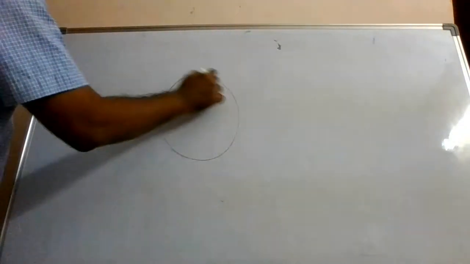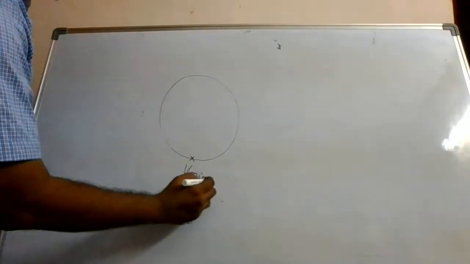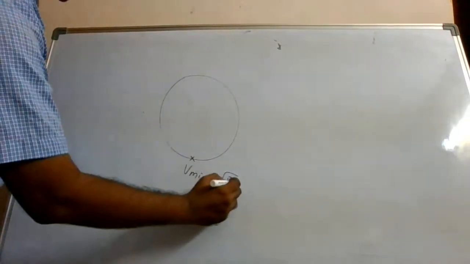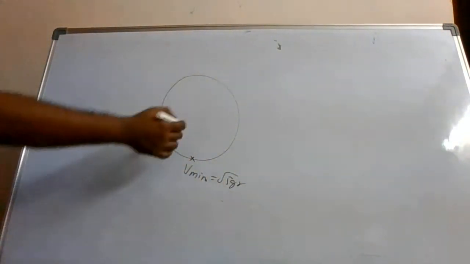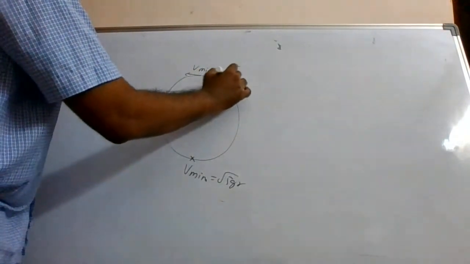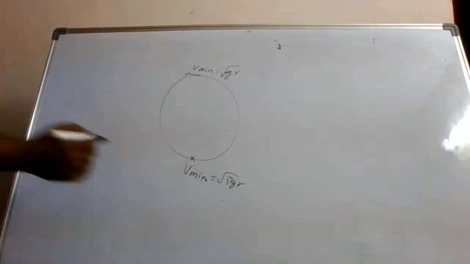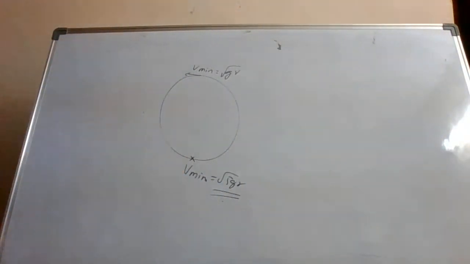Now let us see another concept here. So here you know that V minimum value will be how much? It will be root over 5GR, where R I am calling the radius of the circle. And here V minimum should be how much? Root over GR. Alright. Now sometimes what happens is this much speed you are not able to give.